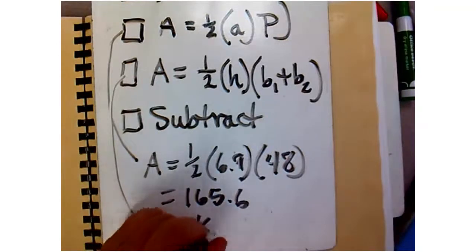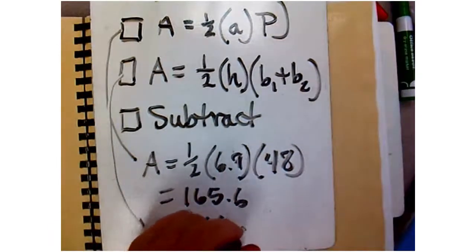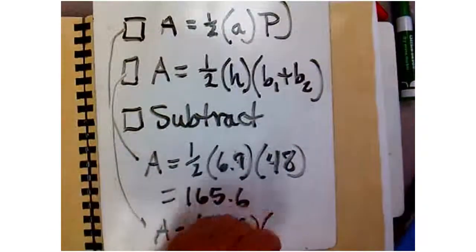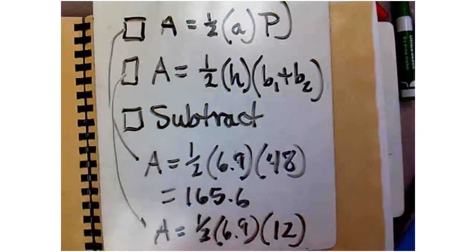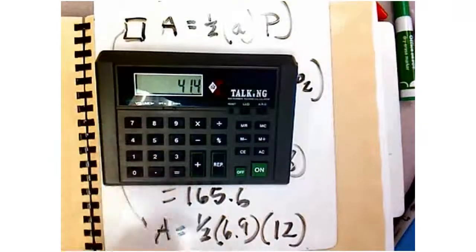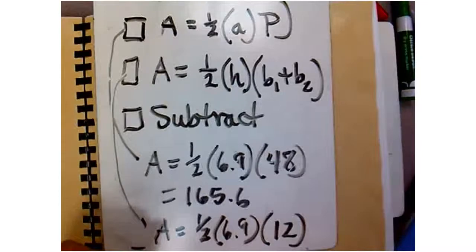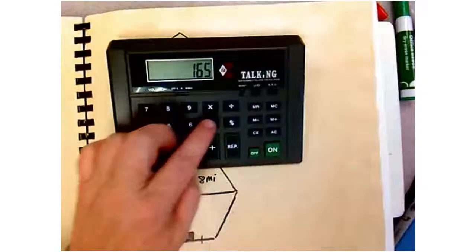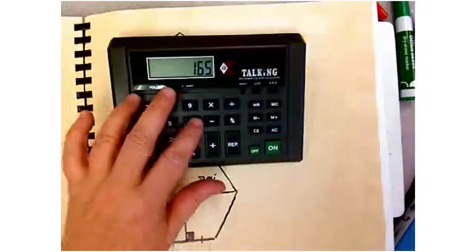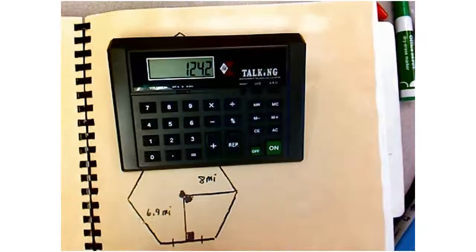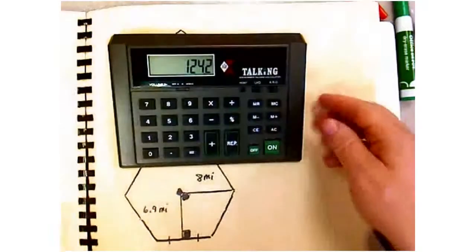So the area equals 1/2 the height, which is your 6.9 again, times 12, because you add the 2 bases together. 0.5 times 6.9 times 12 equals 41.4. Now what do we do? Now we subtract. 165.6 minus 41.4 equals 124.2. That's the final answer.